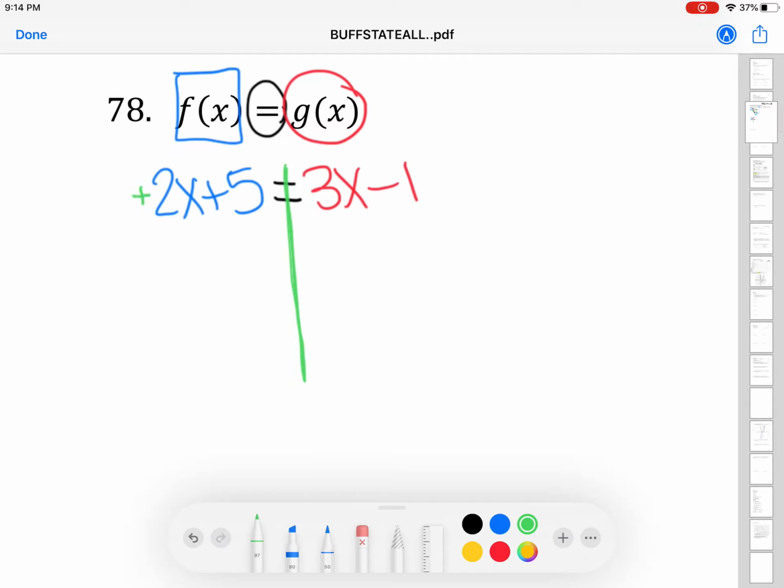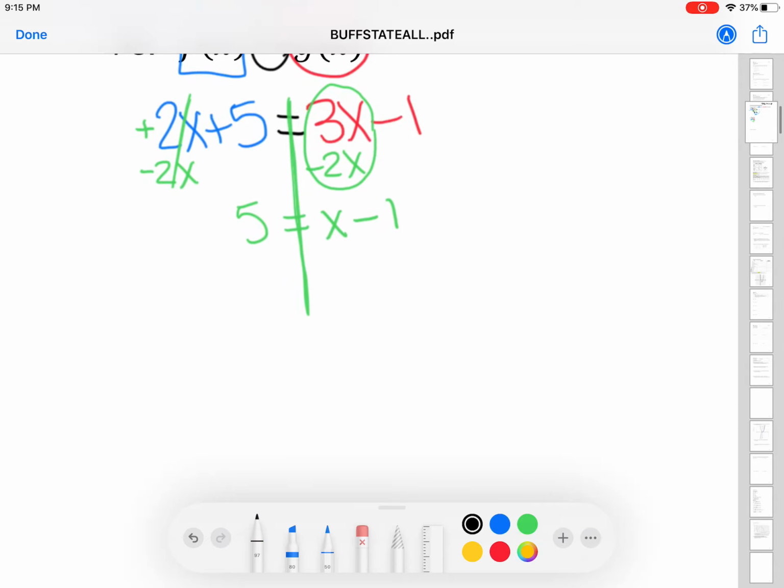So I'm going to continue moving the smaller between 2x and 3x. 2x is definitely smaller, and it's a positive 2x. So to move it to the other side, I'm going to do the opposite of positive 2x, which is a negative or a minus 2x. And what you do to one side, you have to do to the other. So those end up canceling. A positive 2x minus 2x completely cancel. The 5 comes down, the equals comes down. When I combine these, 3x minus 2x is a 1x or just x, and I bring down the minus 1.